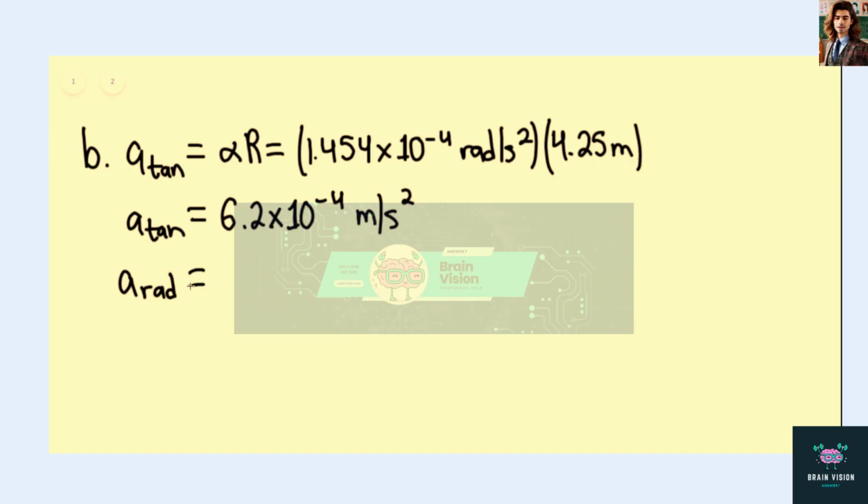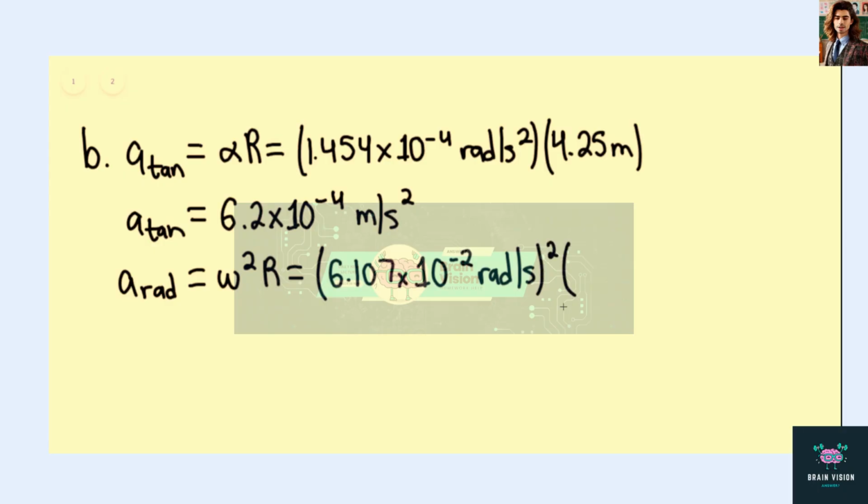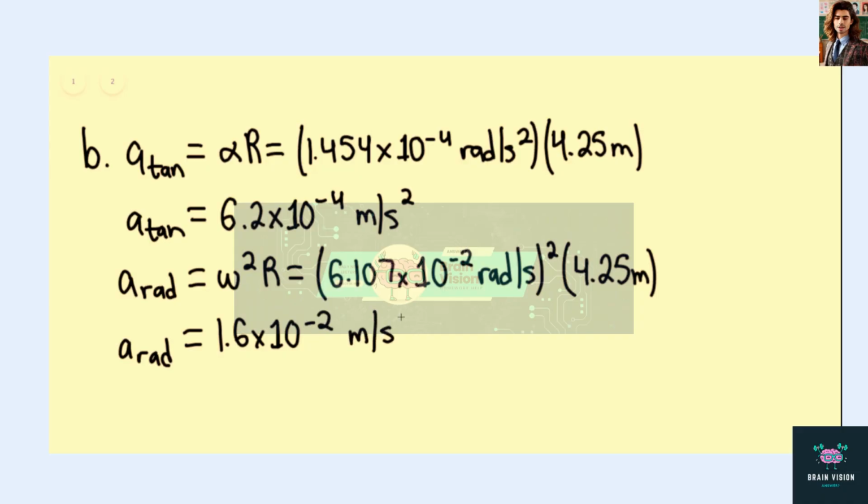For the radial acceleration, this would be omega squared times r, and this is equal to 6.107 times 10 to the -2nd radians per second, quantity squared, multiplied by, again, 4.25 meters. We find that the radial acceleration is equal to 1.6 times 10 to the -2nd meters per second squared. This would be your radial acceleration and your tangential acceleration.